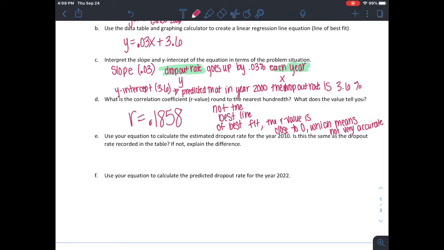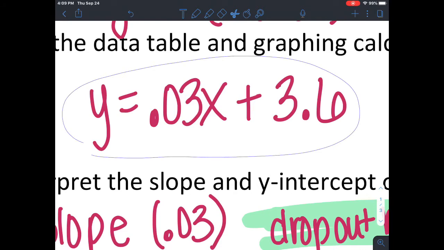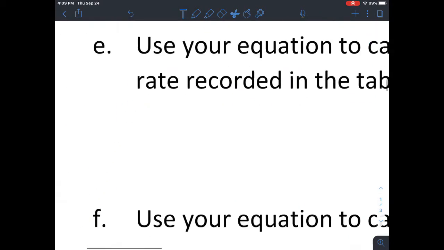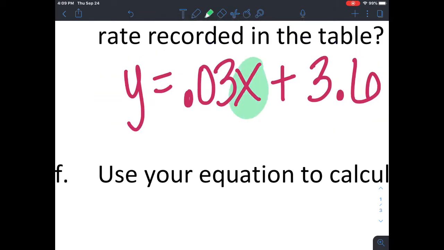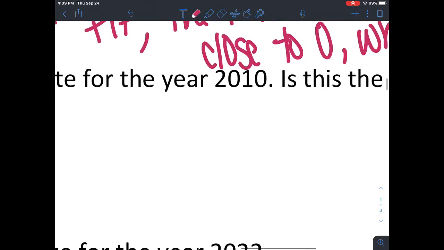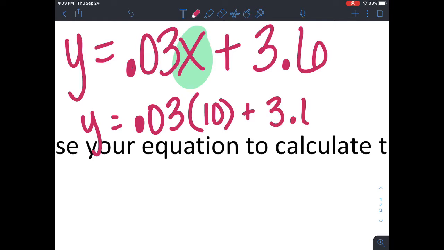Now we're going to use our equation to calculate the estimated dropout rate for the year 2010. Is it the same as the dropout rate recorded in the table? If not, explain the difference. So we'll use this equation right here. I'm actually just going to copy and paste it into my question, and I'll replace this X with 10 because we want the year 2010. So X equals 10 in this situation. So Y equals 0.03 times 10 plus 3.6.